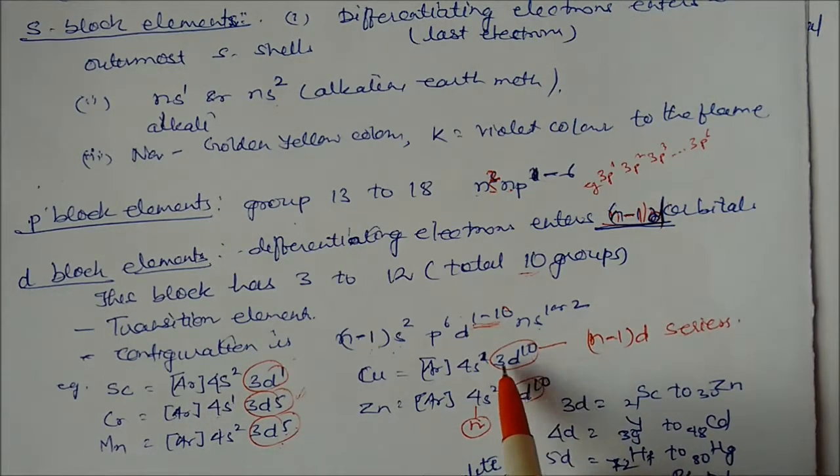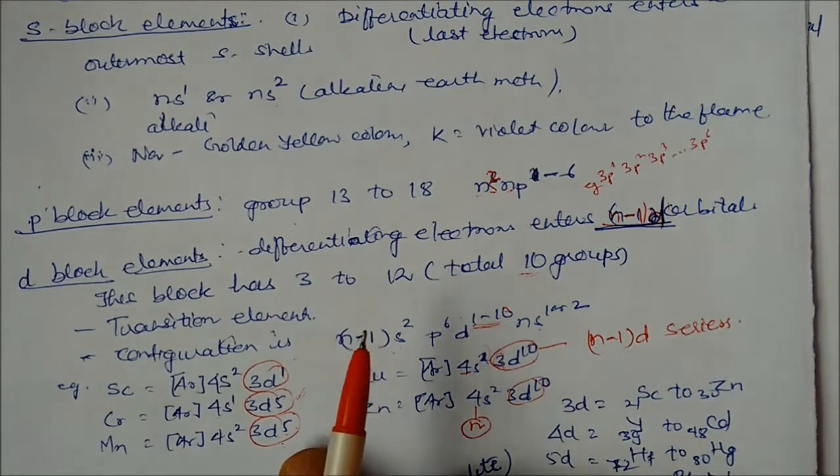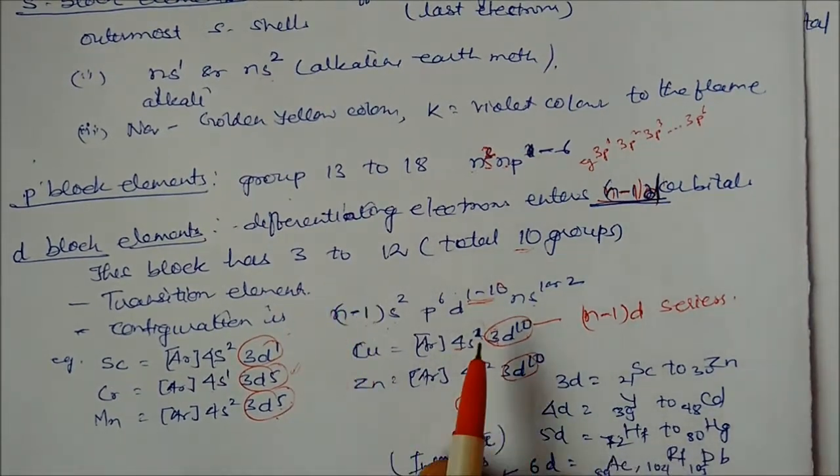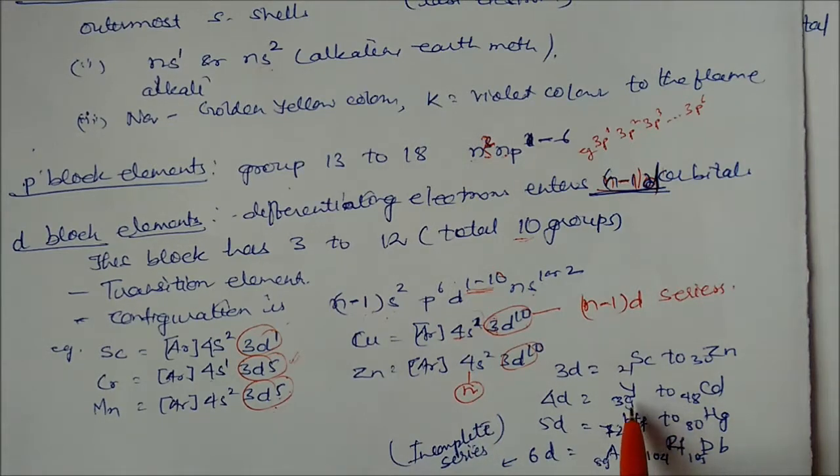So this is (n-1)d. First is n, the outermost orbit, and (n-1) is lower than this, so the electron is going to fill the d orbitals, like 3d. I have given the 3d series scandium to zinc, the 4d series yttrium to cadmium, the 5d series hafnium to mercury, and the 6d series actinium.